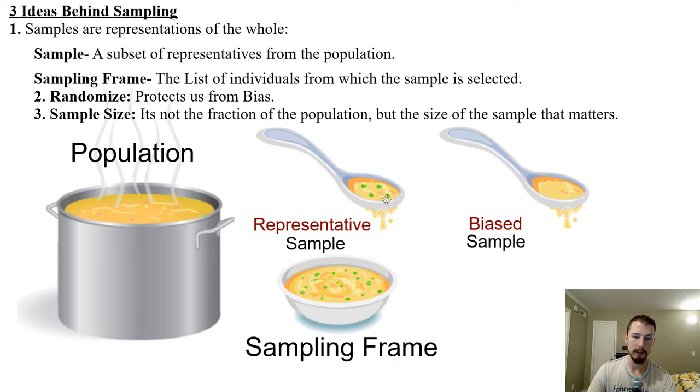So a representative sample should be very similar to, or representative of, the sampling frame, and we want to make sure our sampling frame is as close to the population as possible, even though it's not always possible to make them exactly the same.